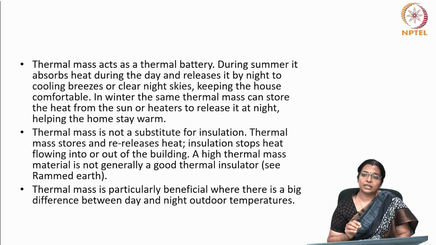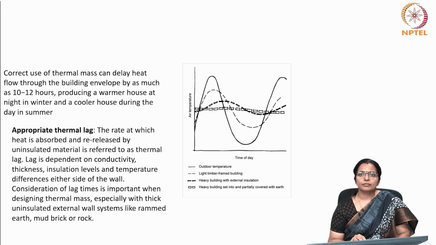Thermal mass is particularly beneficial where there is a big difference between day and night outdoor temperature, which is called as diurnal variation. The correct use of thermal mass can delay heat flow through the building envelope by as much as 10 to 12 hours, producing a warmer house at night in winter and a cooler house during the day in summer.